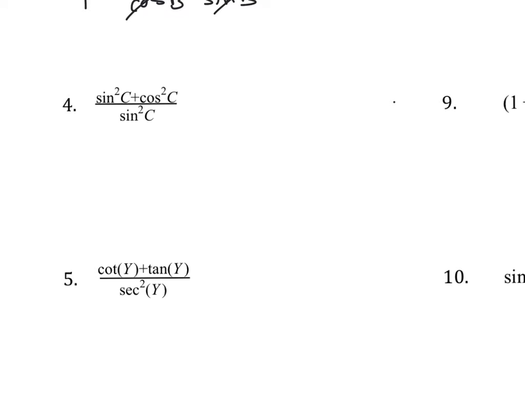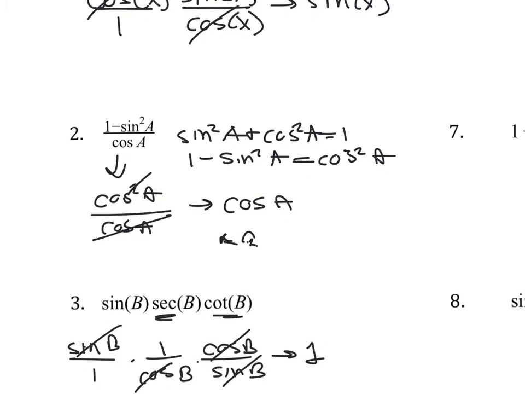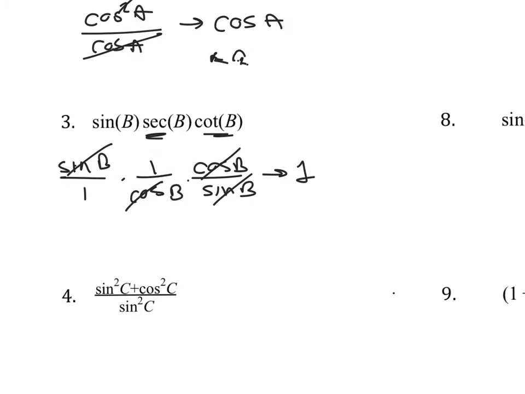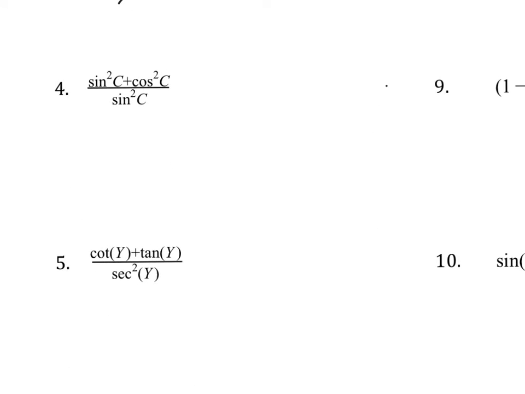However, way back up here, I saw this Pythagorean identity about sine squared plus cosine squared, and I say, aha. This is equal to 1 over sine squared c. And that's pretty good. I can simplify it further because 1 over sine is cosecant. So 1 over sine squared c would be cosecant squared c.